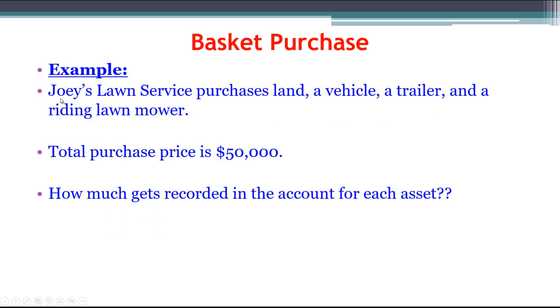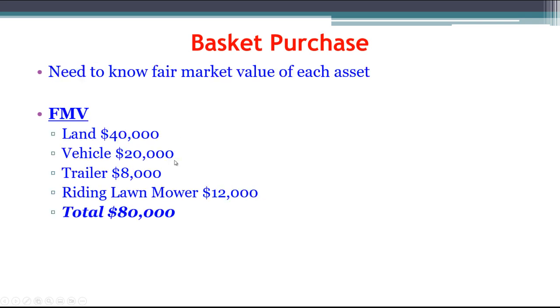One example here, we have Joey's Lawn Service. They purchased land, a vehicle, a trailer, and a riding lawnmower. The total purchase price is $50,000, so we want to know how much gets recorded in the account for each asset. Now we know the total cost, so we know that whatever we record in the balance sheet has to equal up to $50,000. But we can't just plug it into one asset or the other. It's got to go into each of the assets as best of an estimate as we can get.